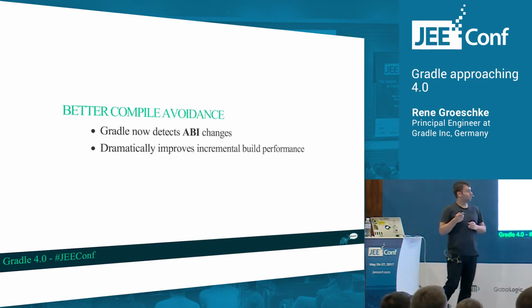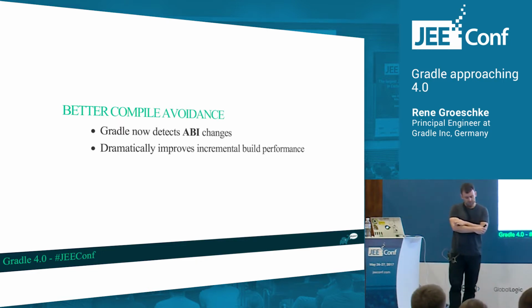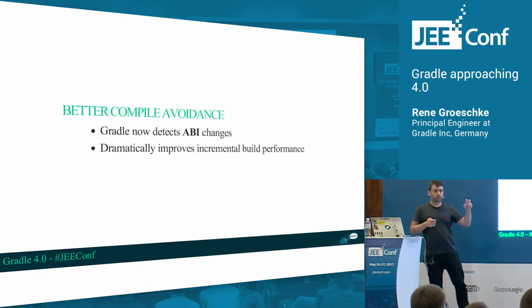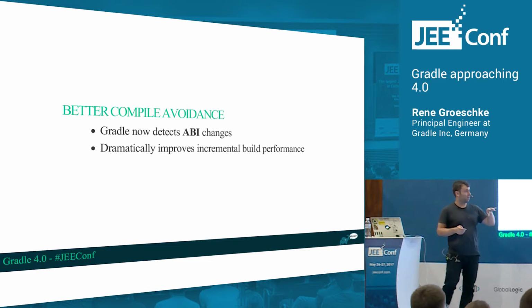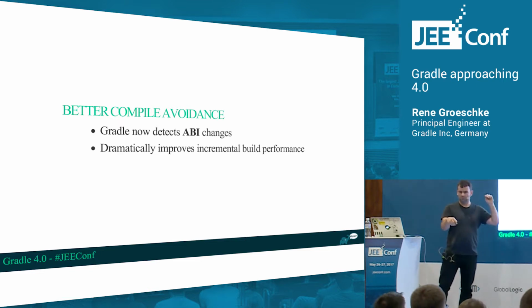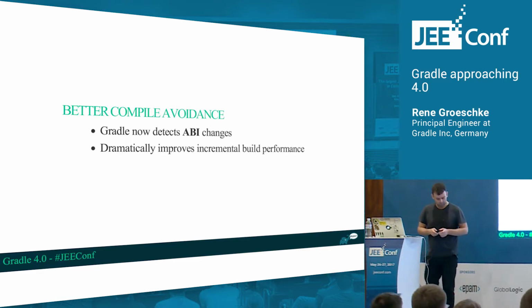So we try to be better in that use case, and we added way better compile avoidance. Gradle now detects when you have a binary interface change. That means if the public parts of your class change, that knowledge leaks down to the downstream dependencies and you recompile. If only the internal things change, like private methods, you don't need to recompile a lot. That dramatically improves the build performance. I'll show that in a demo, actually, now.